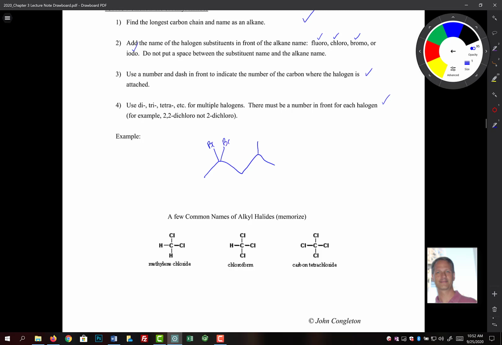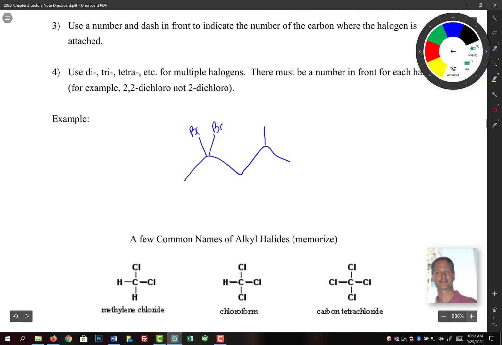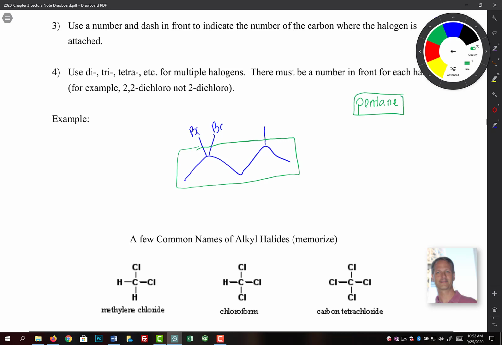So let's go through the rules here together. The first thing that we want to do is find the longest carbon chain. This is not too hard. Doesn't require too much inspection, but that's your longest carbon chain. So that's 1, 2, 3, 4, 5. That means that the parent for this will be a pent, right? And then the suffix is ane. So we know half of it to start with.